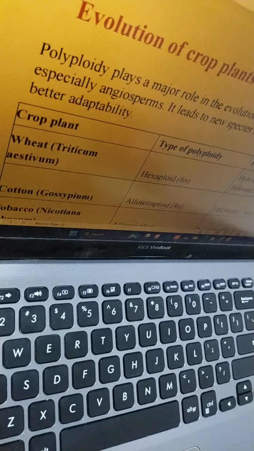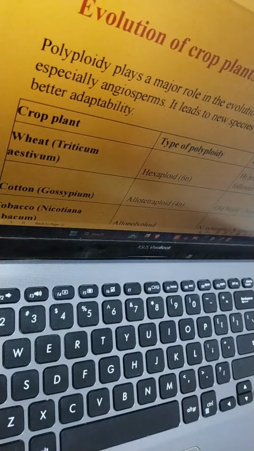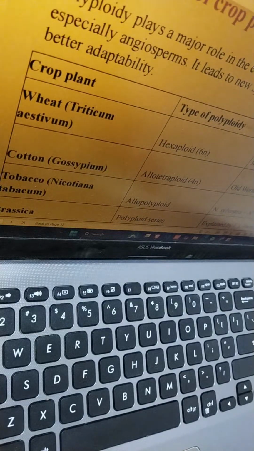Evolution of crop plants through polyploidy. Polyploidy plays a major role in the evolution and origin of many crop plants, especially in angiosperms. It leads to new species formation, increased variability, and better adaptability.